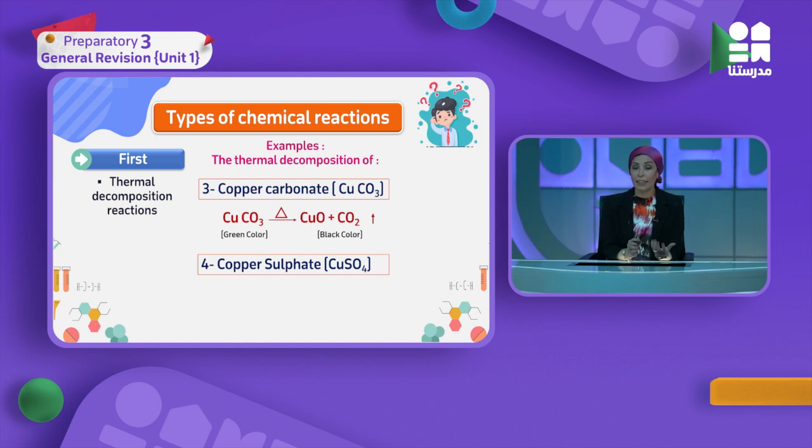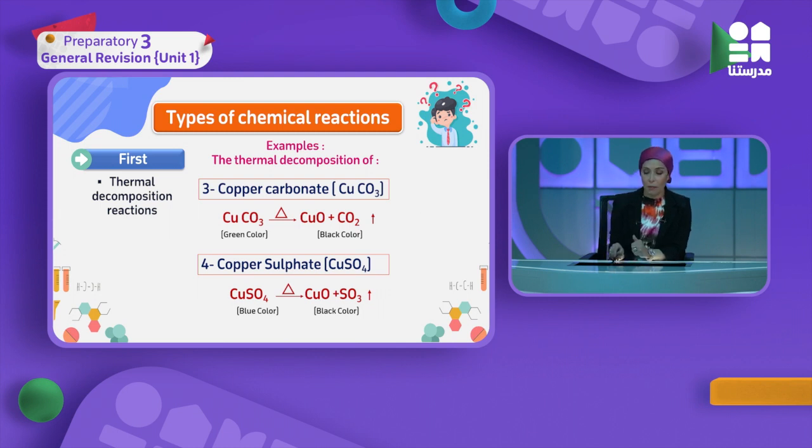Copper sulfate as I said. طب sulfate هيديني ايه؟ برضو copper oxide وهيطلع لي sulfur trioxide. طب what is the color of the copper sulfate? Blue, and it will change into black color, which is copper oxide.